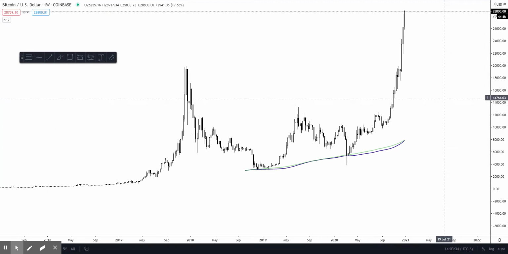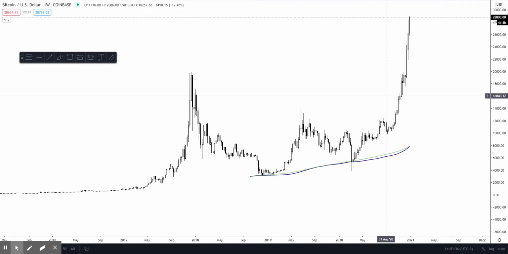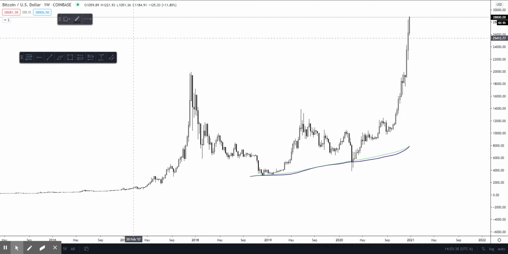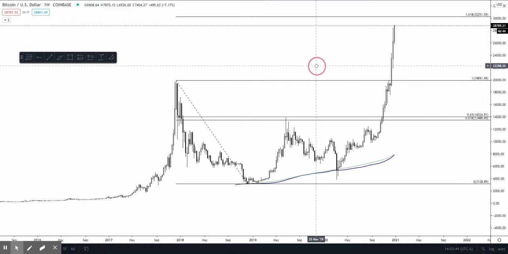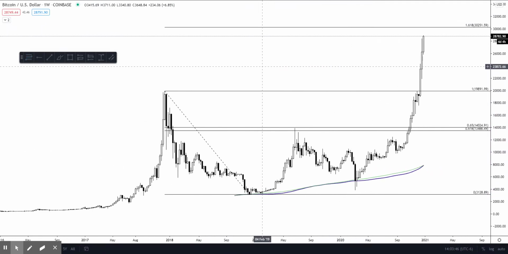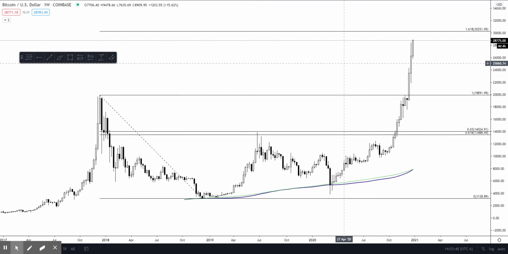So looking at the Bitcoin weekly chart, not too much to take note of at the moment. The main thing that we need to be watching out for is this fib draw right here. This fib draw gives us the 1.618. And if you remember, I talked about how this is kind of a long-term target for price action.